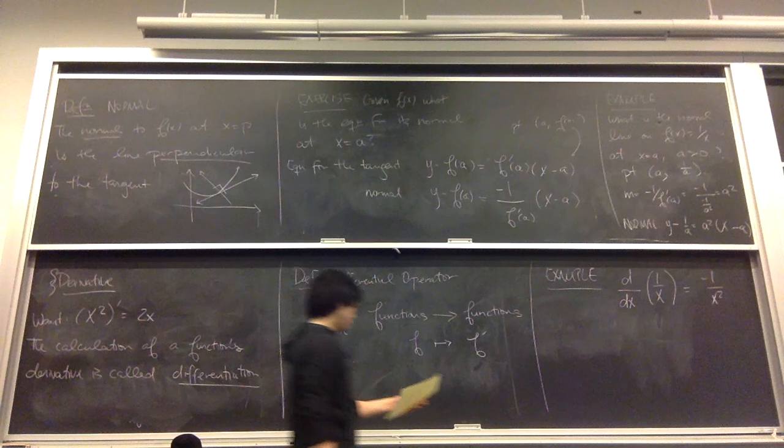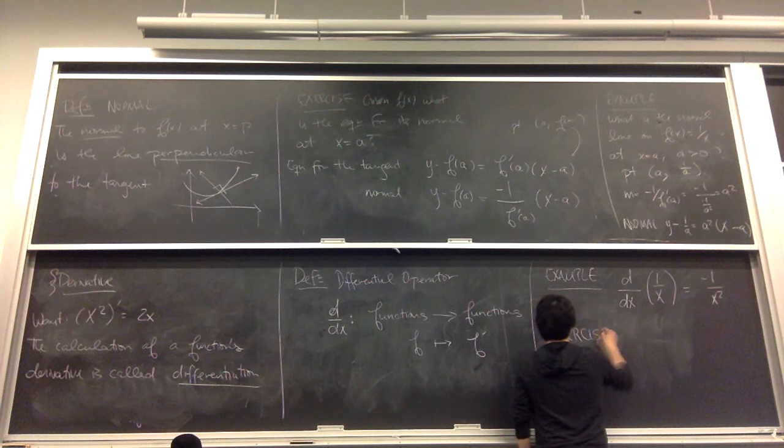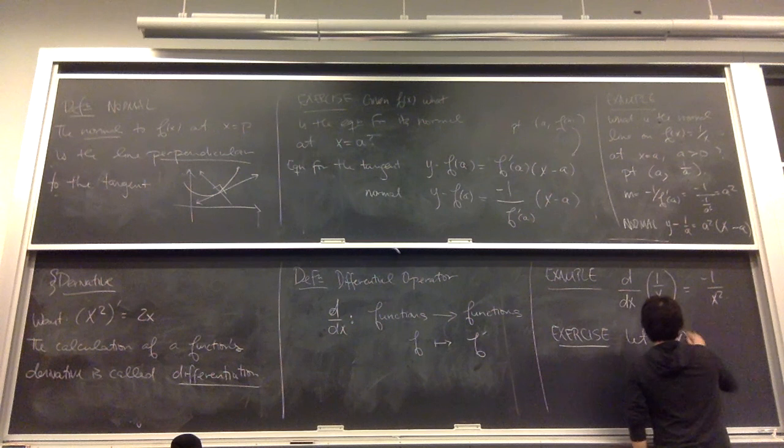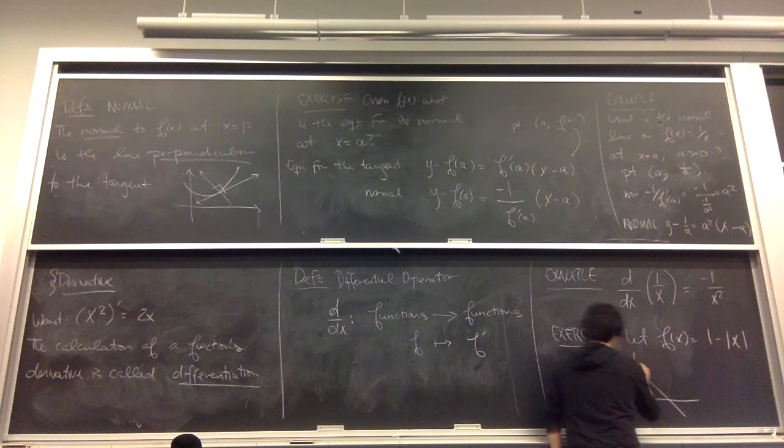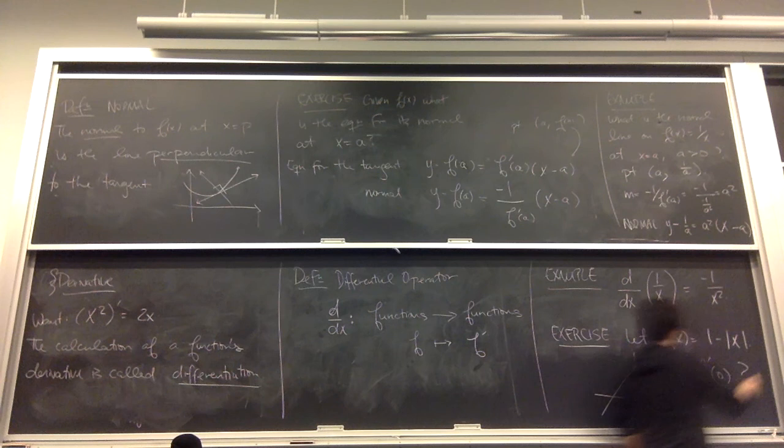Okay, so here's an exercise. Let f of x equal 1 minus the absolute value of x. What is the derivative of this function at 0? Give that some thought.